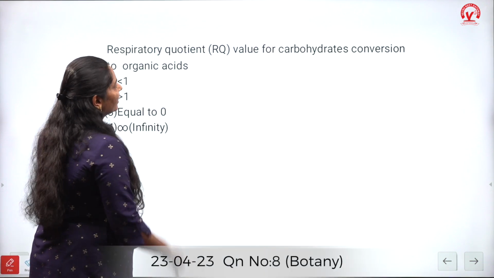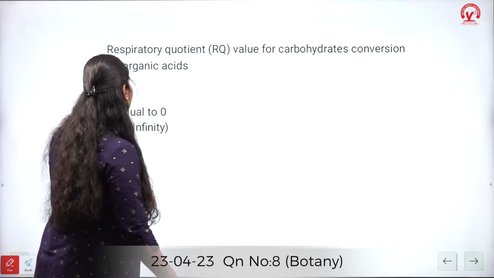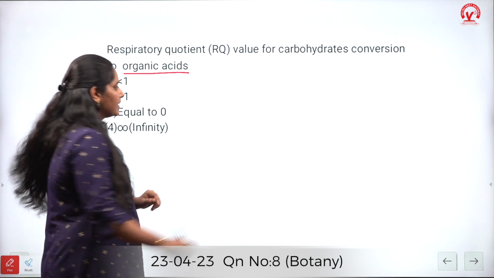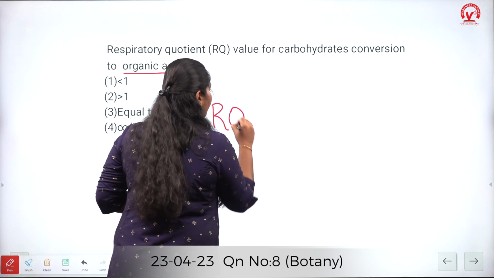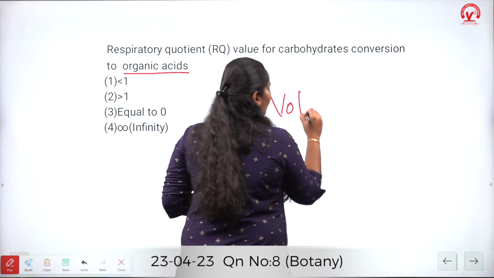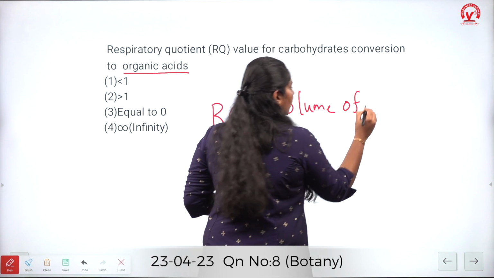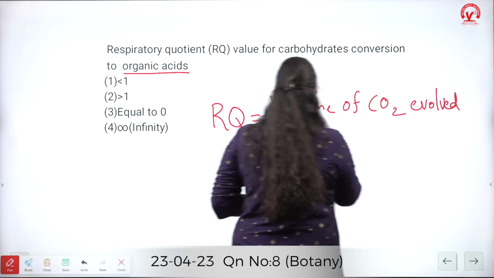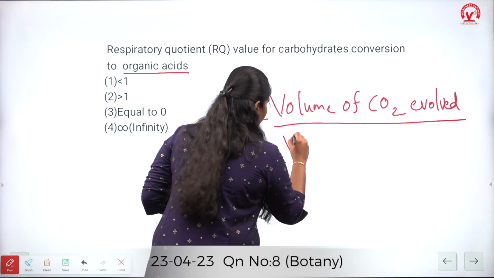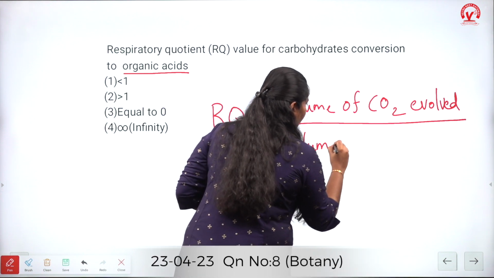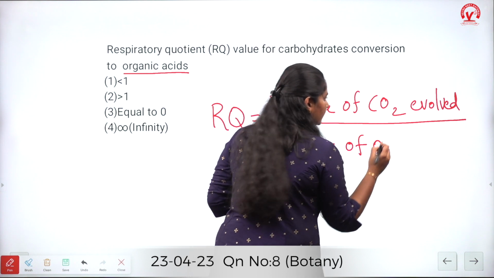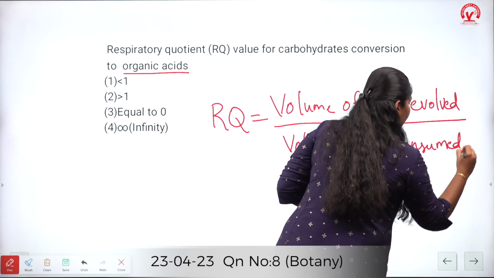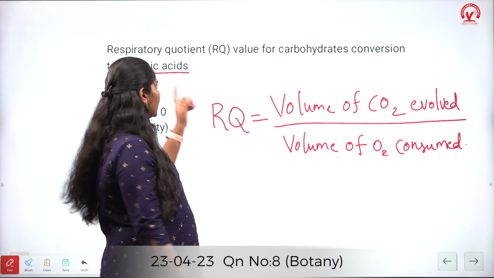The respiratory quotient value for carbohydrate conversion to organic acid. So the respiratory quotient, RQ, is equal to the volume of carbon dioxide evolved divided by the volume of oxygen consumed. So this is the formula for respiratory quotient.